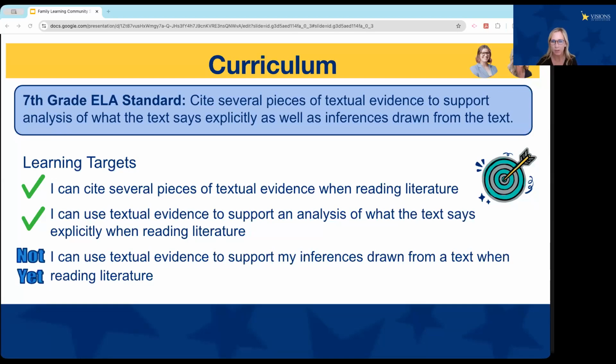So if we break that standard up into three different learning targets, we have citing pieces of textual evidence when reading literature. I can use textual evidence to support analysis of what the text says explicitly when reading. And I can use textual evidence to support my inferences drawn from a text when reading literature. It's very likely that a student might have the first two learning targets, so they have about two-thirds of this standard, but there might be a piece that they're still yet missing, and that's the supporting inferences, which is a little bit higher of a skill than the other two learning targets.